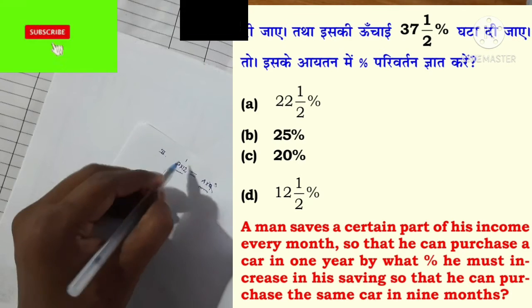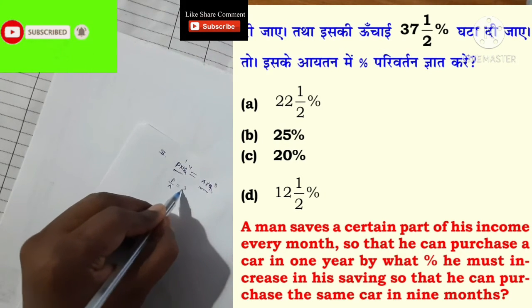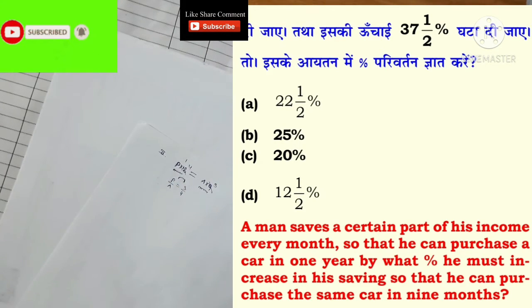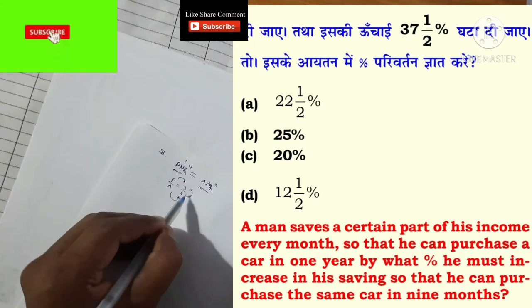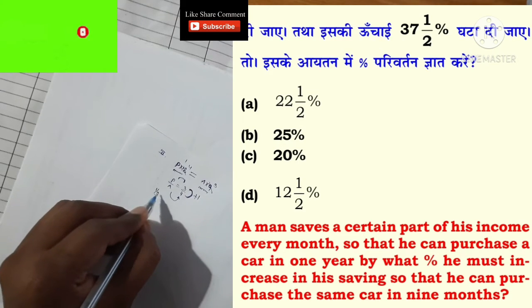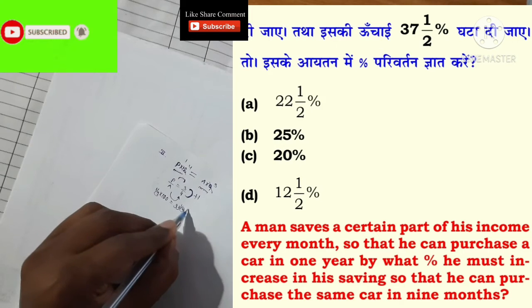So P by A is equal to 3 by 4. So first you have to save 3 rupees and next you have to save 4 rupees. So what is the increase percentage? You have to increase it by 1. So 1 by 3 into 100, that is 33 1 by 3 percentage.